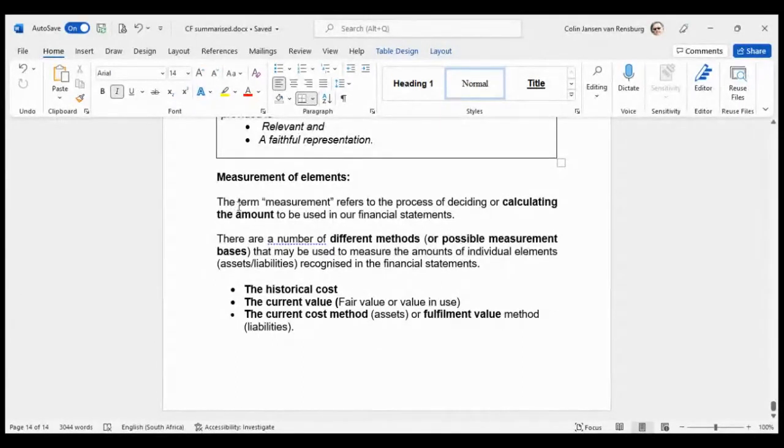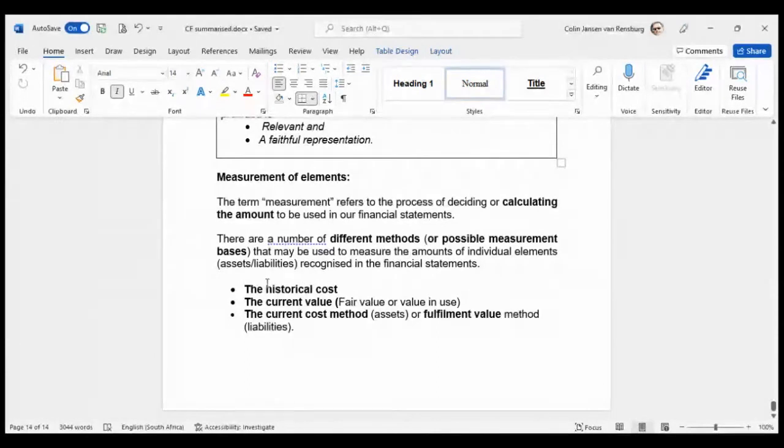So here simply we said the term measurement refers to the process of deciding or calculating the amount that we are going to use or disclose in our financial statements. And then the conceptual framework provides us with a few, let's call it, manners in which we can do that. So there are a number of different methods or manners or possible measurement bases that may be used to measure the amounts of individual elements, such as assets and liabilities, income, expenses that we recognize in the financial statements.